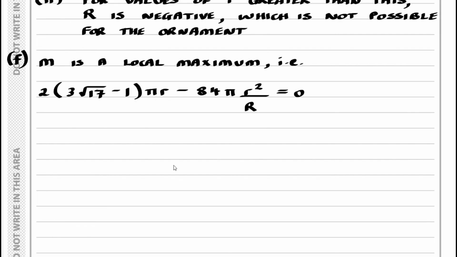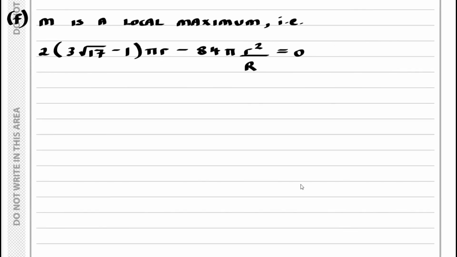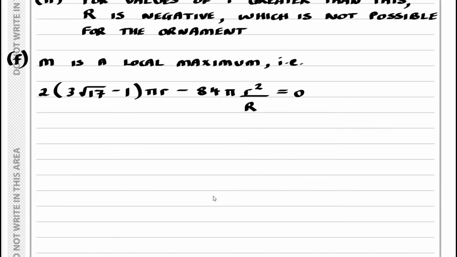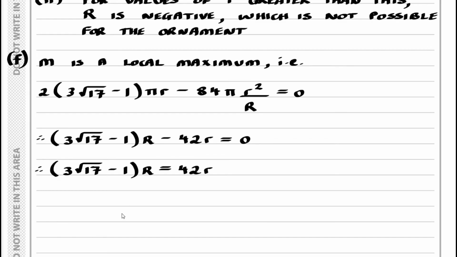So now let's try to simplify this. Well, if we attempt to simplify, let's divide through by 2, so we end up with (3 root 17 subtract 1) r minus 42r equals 0. Next, let's take the negative 42r to the right hand side, leaving us with (3 root 17 subtract 1) r equals 42r. Let's now cube, so we end up with r cubed multiplied by (3 root 17 subtract 1) cubed equals 42r cubed.